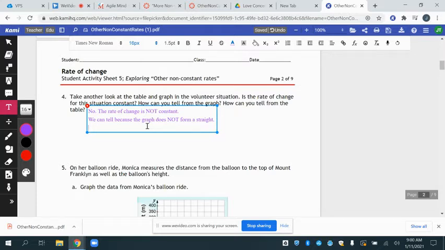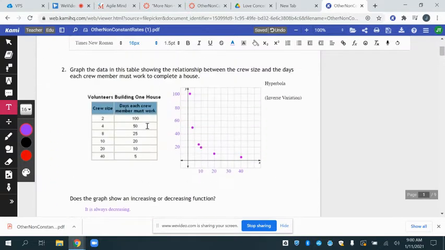How can you tell from the table? Well, looking at the table, what do I notice? Well, this guy changes by 2 and that guy changes by 50. So if this guy changes by 4, that should change by twice as much, right? But it doesn't.